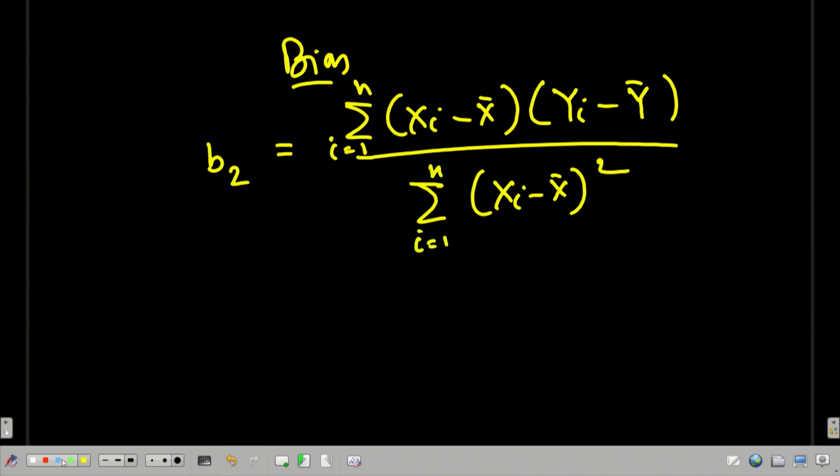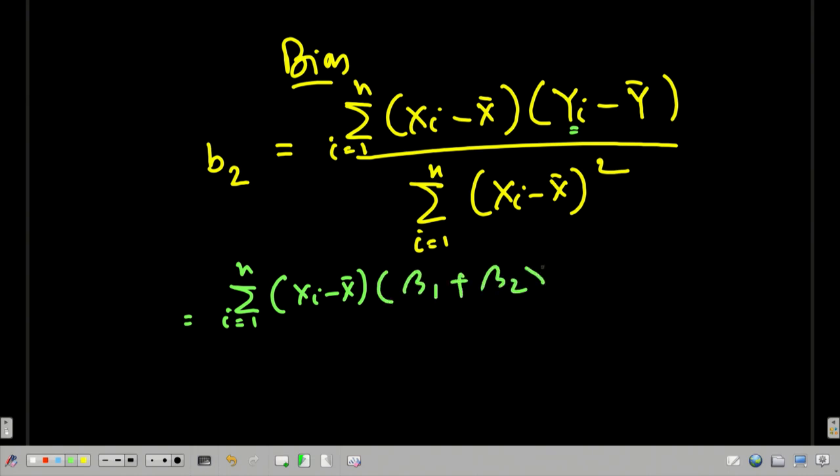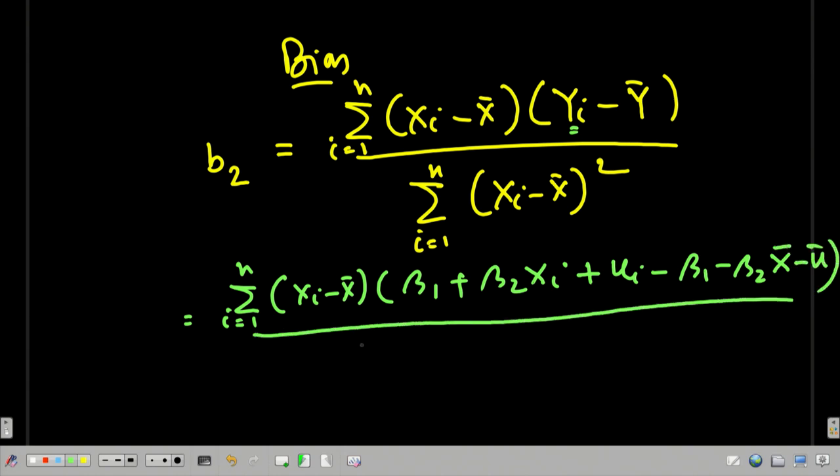Now, if I substitute the values of yi, and we have actually done it previously, I get summation i equal to 1 to n of (xi minus x bar) times (beta 1 plus beta 2 xi plus ui minus beta 1 minus beta 2 x bar minus u bar), right. This is something we have done previously, and it is of course divided by the whole term summation i equal to 1 to n of (xi minus x bar) whole square.